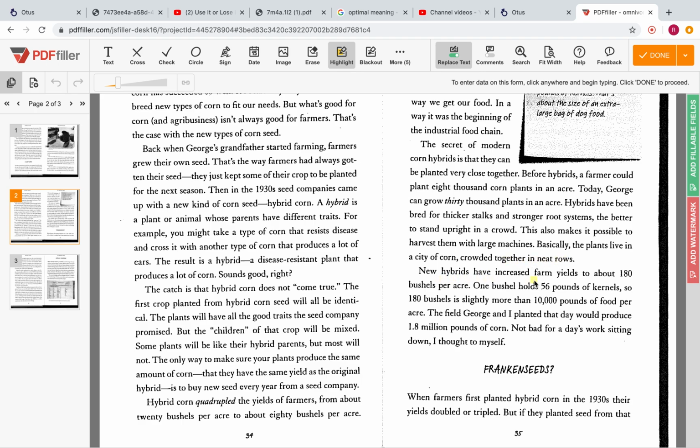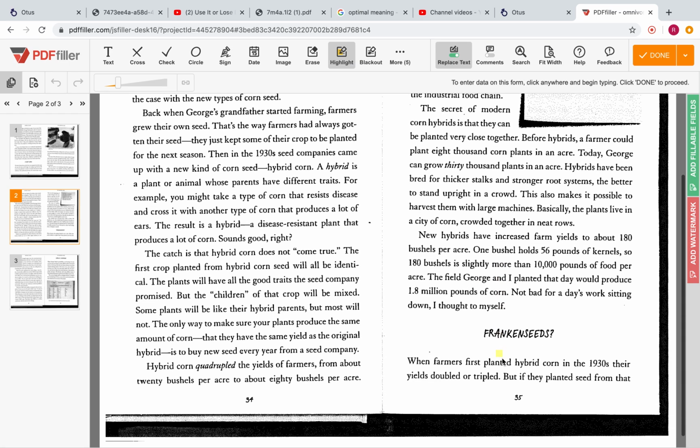New hybrids have increased farm yields to about 180 bushels per acre. One bushel holds 56 pounds of kernels, so 180 bushels is slightly more than 10,000 pounds of food per acre. The field George and I planted that day would produce 1.8 million pounds of corn. Not bad for a day's work sitting down, I thought to myself.